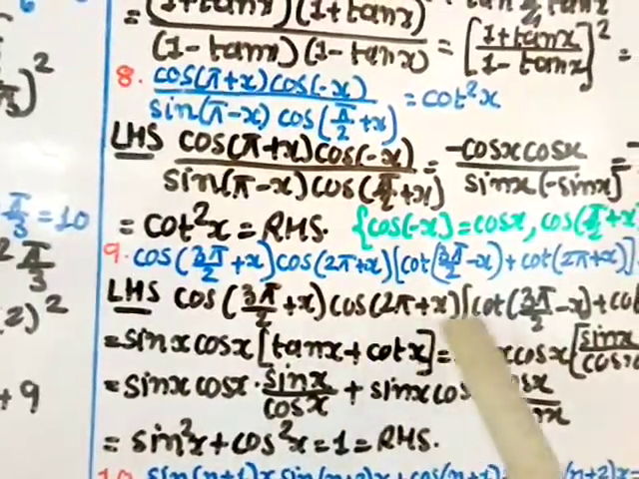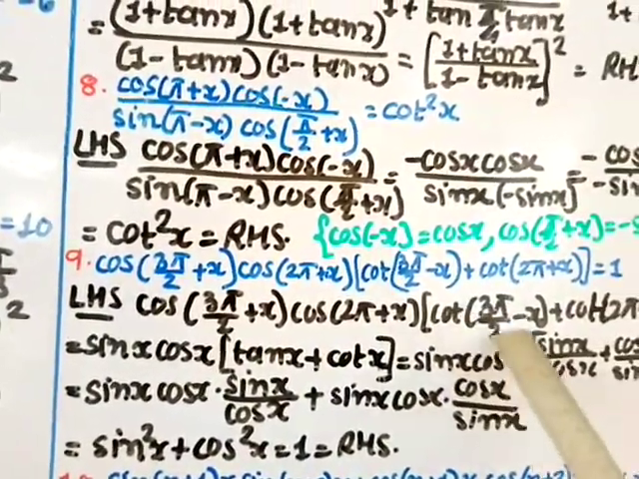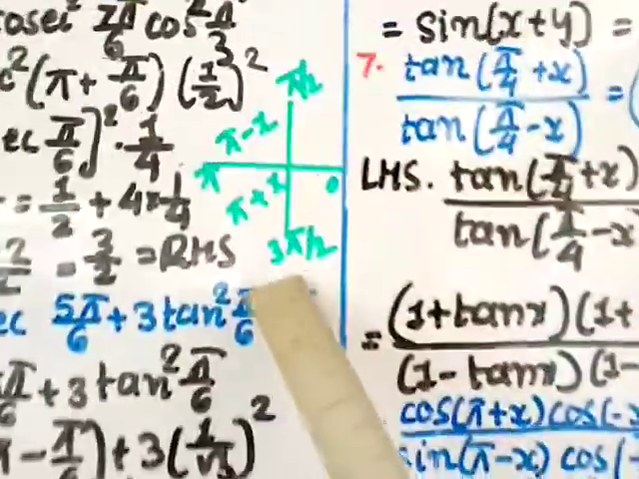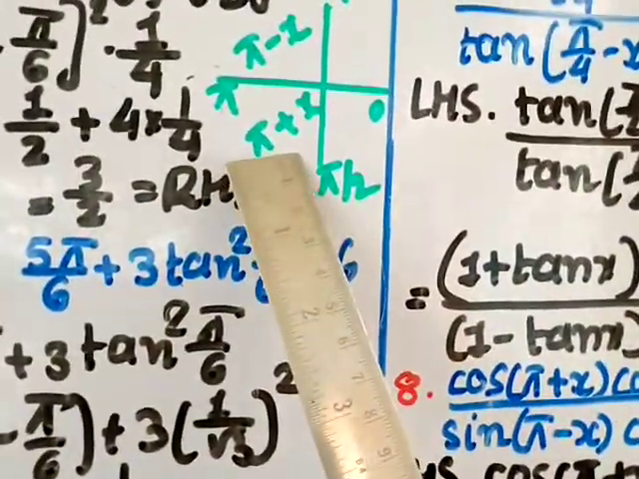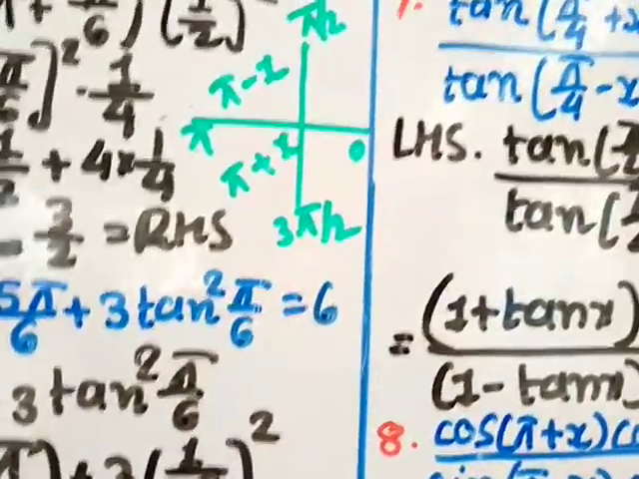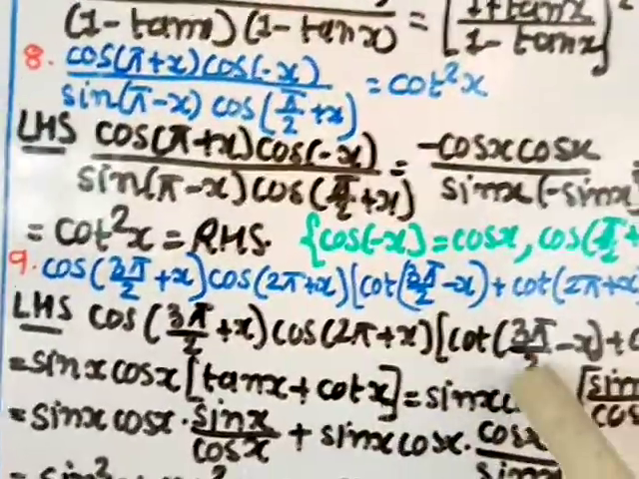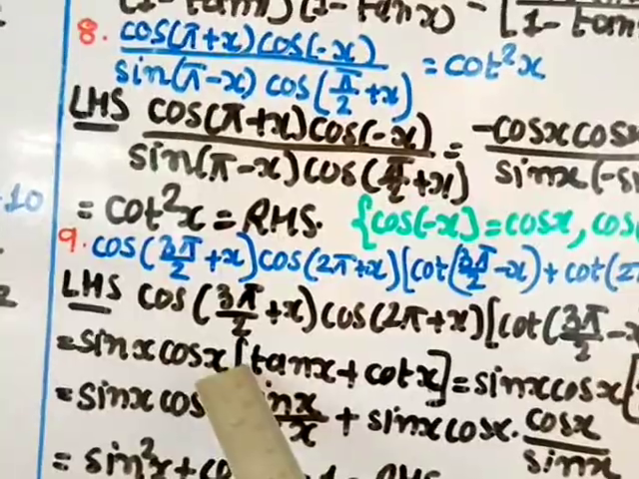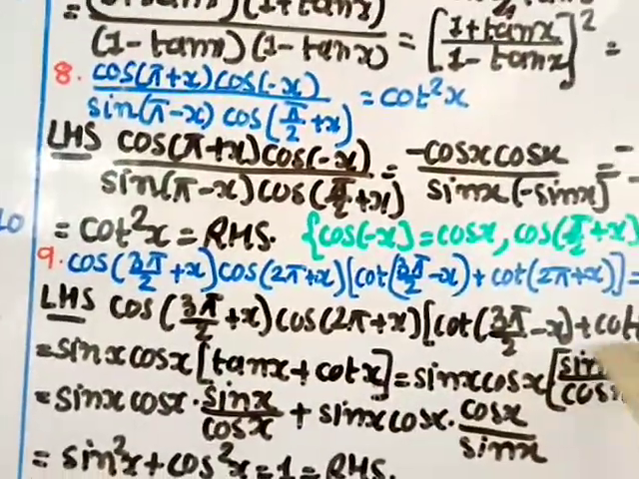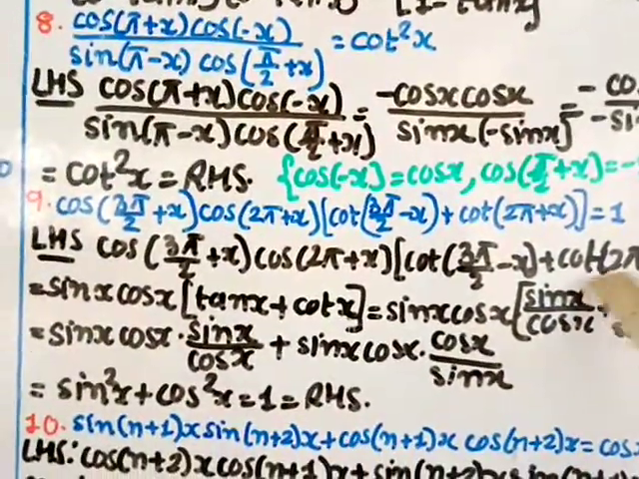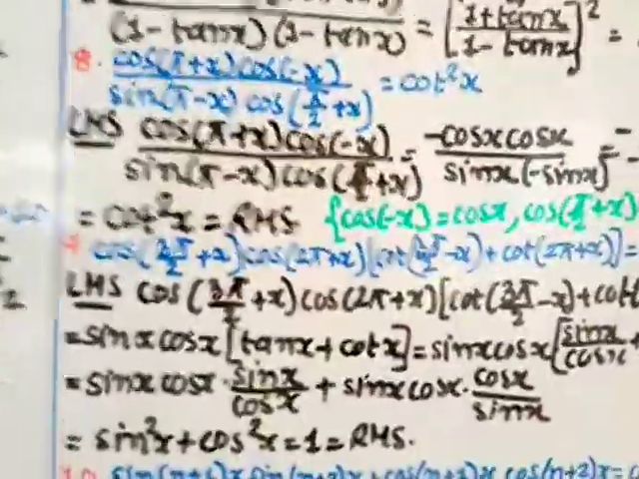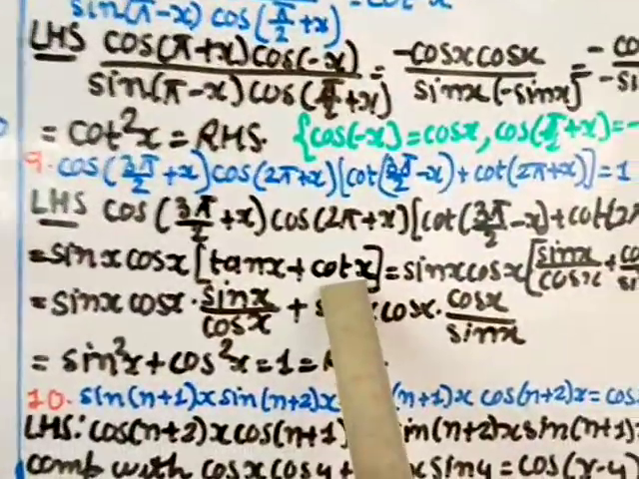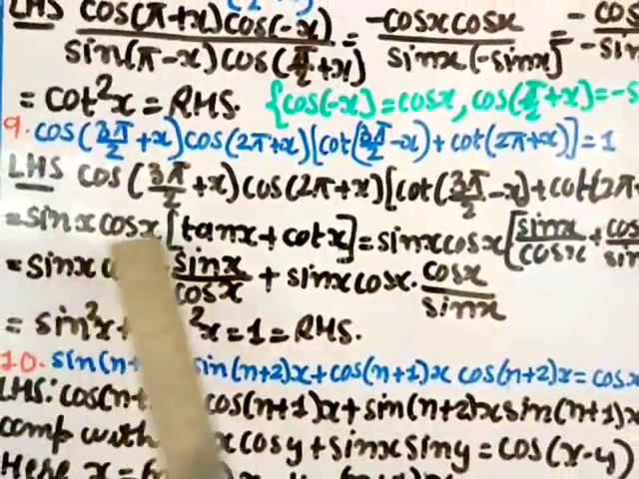Okay, this value. Now cot(3π/2 - x). 3π/2 is here, and 3π/2 minus x is in this quadrant, in this third quadrant. Third quadrant, cot is positive. So cot, because of π/2, becomes tan, but it will be positive. So tan x. And here cot(2π + x). Again, this is the first quadrant, 2π plus x. First quadrant, all are positive. So this value is cot x, equal to sine into cos as it is.